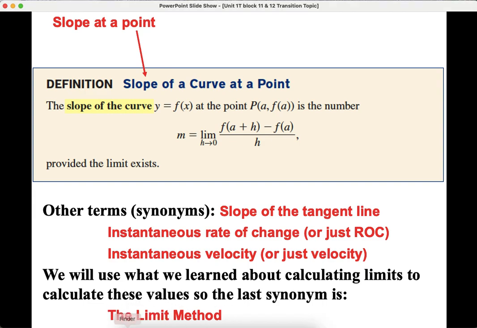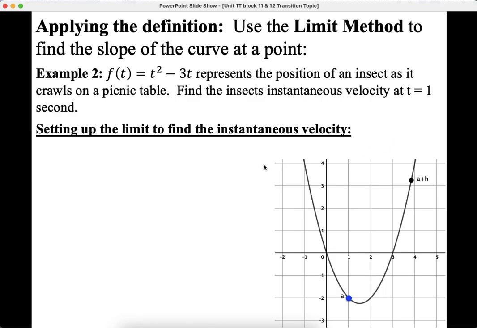That's my own vocabulary. There's really not an official vocabulary for it, but I call it the limit method. I guess the official vocabulary would be the slope of the curve at a point. So let's do this. We're on the next page of notes now. Let's take that bug example and see if we can calculate the slope of the tangent line algebraically.